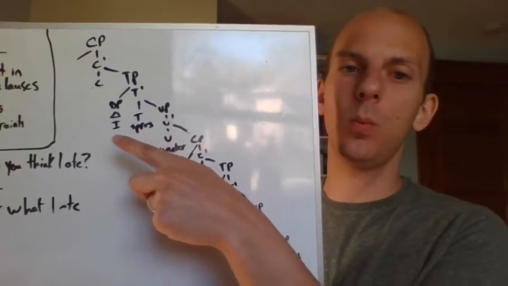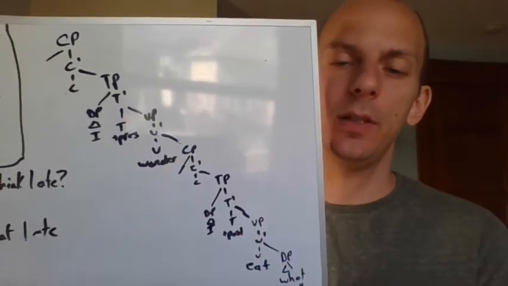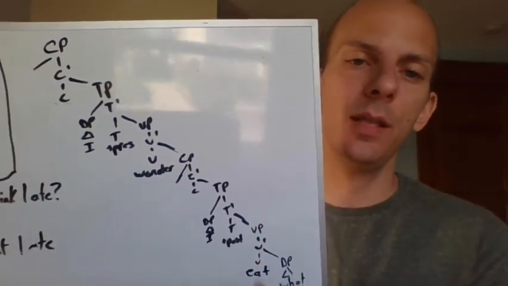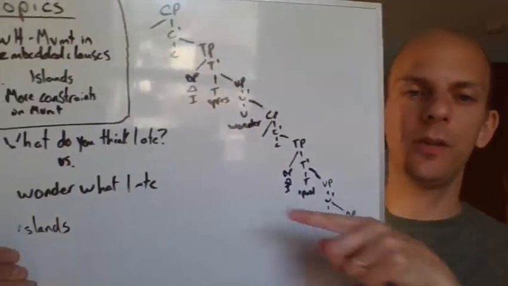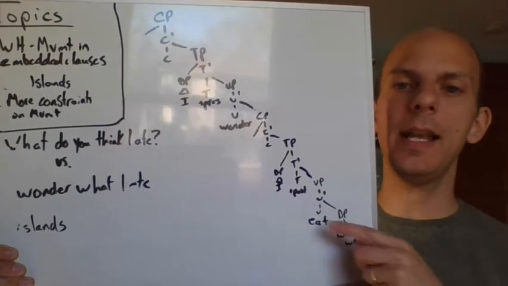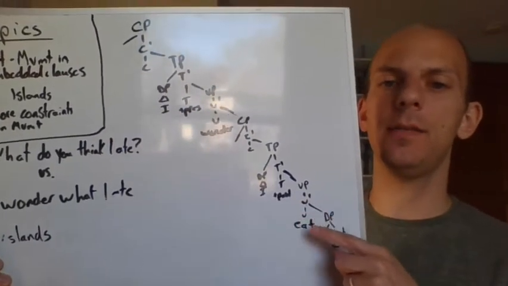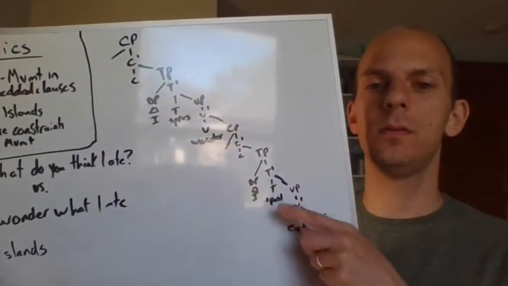So we know that there wasn't T to C movement, otherwise we'd have do I wonder. Instead, we just have I wonder. So this present tense lowers down onto wonder. We also have what I ate, and we can see in ate that this past tense must have lowered down onto this verb eat. So both of the tense nodes here undergo T to V lowering, affix lowering. Present tense comes down, past tense comes down and changes eat to ate.